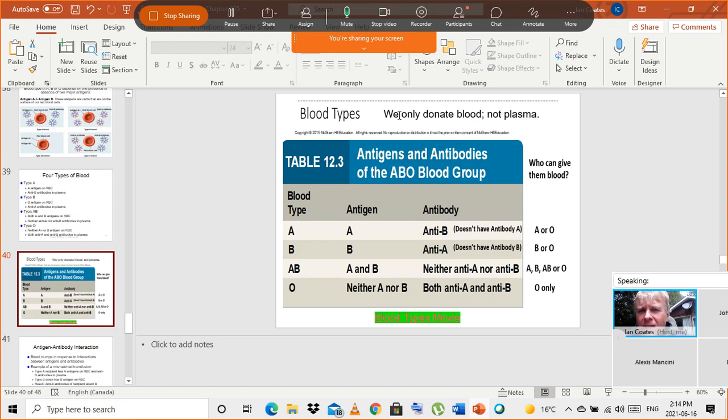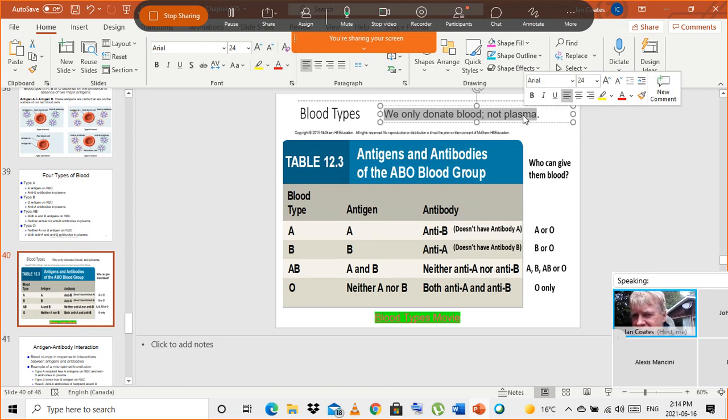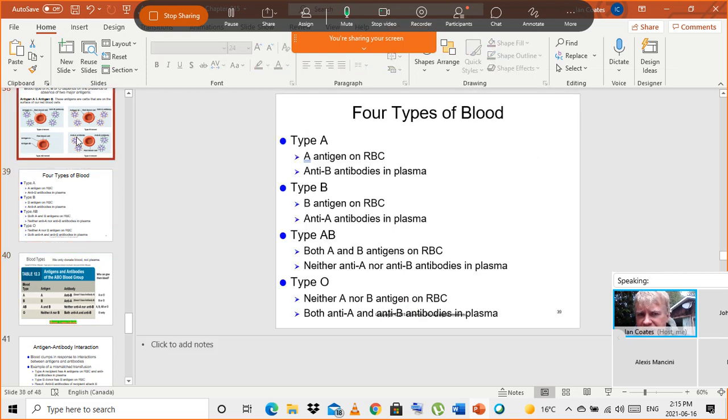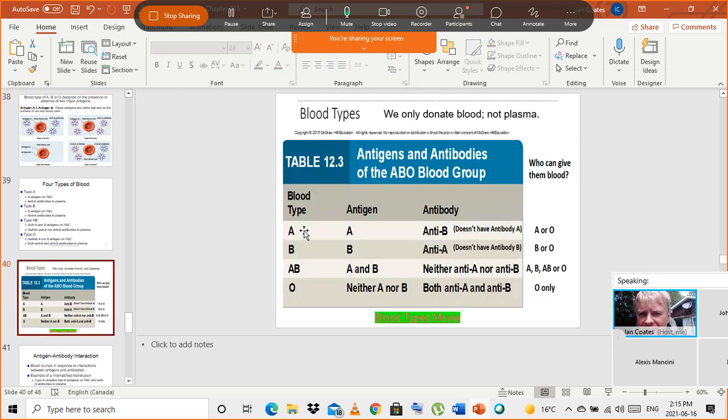Please note that we only donate blood. We do not donate plasma. The plasma is kept back because plasma is where all the antibodies are. This is a slide that details basically the same as the previous slides, but in chart form. Type A has A antigen, and it has anti-B antibody. Type B has B antigen and anti-A antibody. AB has A and B antigen, but no antibody. And O has no antigen, and it has both antibodies.